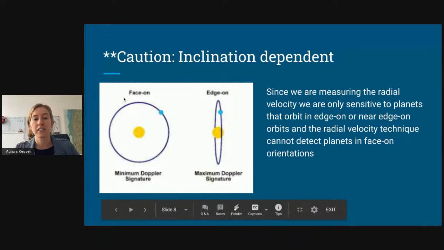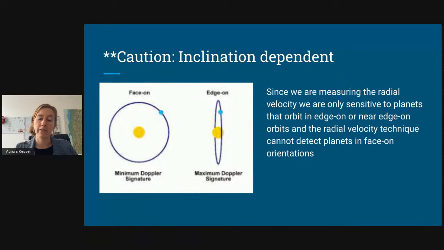Planets that are in a face-on orbit, none of the velocity is moving towards us or away from us, and so they're basically undetectable. If we have a system that's in an edge-on orbit, almost all of the motion is towards us or away from us, and so the mass that we actually do measure is the true mass of the system. But if we have something in between, we probably will be able to detect the planet, but the mass that we have is not the true mass of the system. It's a lower estimate on the mass.